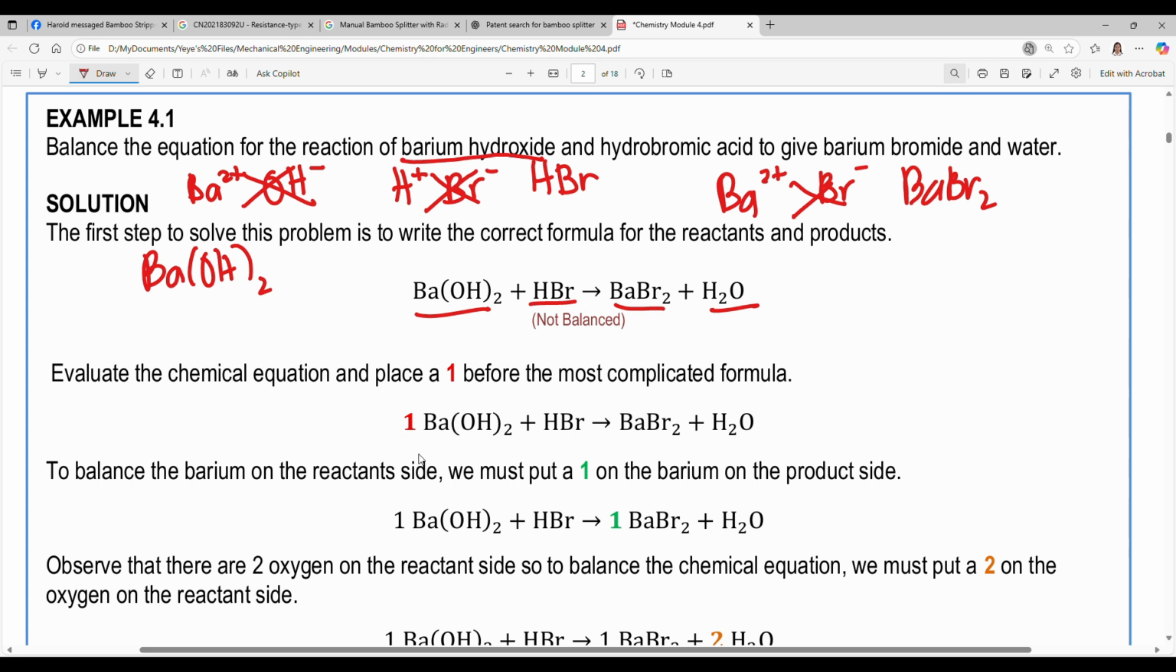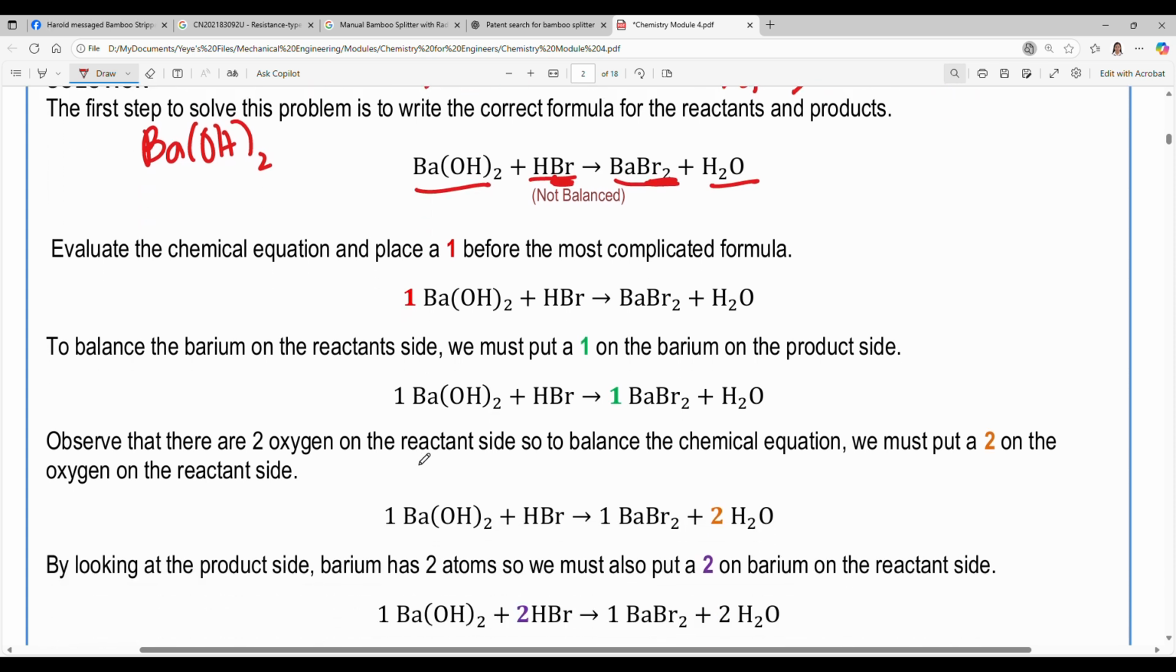One clue, for example, for bromine on the reactant side is 1, and on the product side is 2. So what we will do is balance the equation. So evaluate the chemical equation and place a 1 before the most complicated formula. In balancing equations, class, there is no definite step on what to do, but there are tips given for us to be able to balance the equation more easily. Okay? So one tip given is you start with the most complicated or most complex formula.